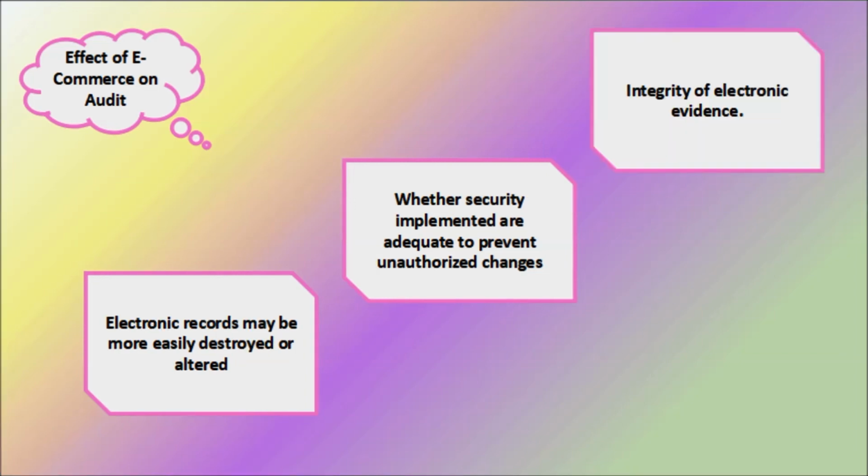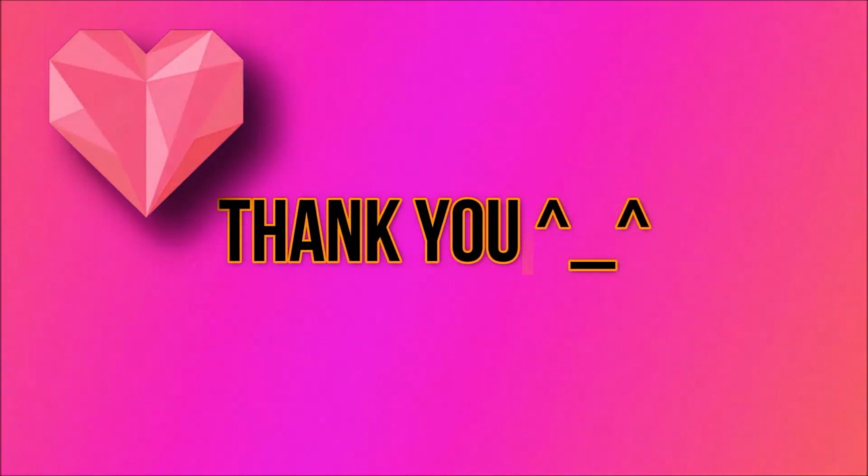And lastly, the auditor may test automated controls such as record integrity checks, electronic date stamps, digital signatures, and version controls when considering the integrity of electronic evidence.